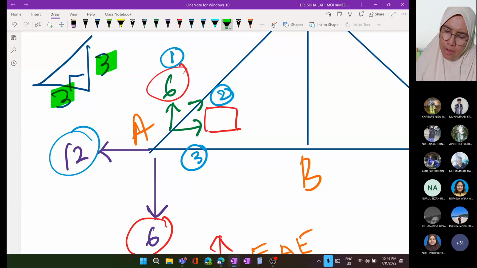Cepat. Apa nilai dekat nombor 2? Janganlah lama sangat. Apa nilai dekat nombor 2 tu? Cepat. Kita nak stop at 11:30.